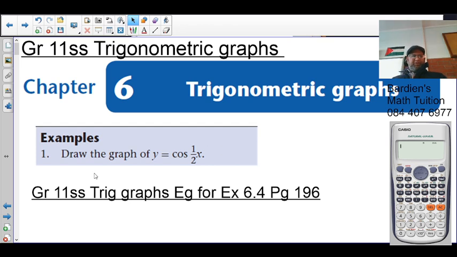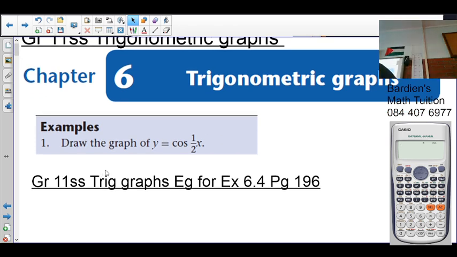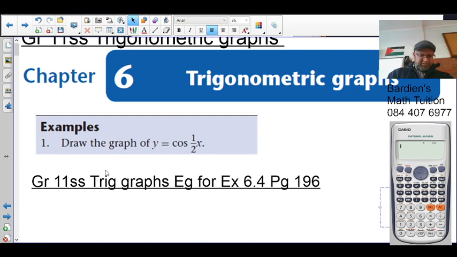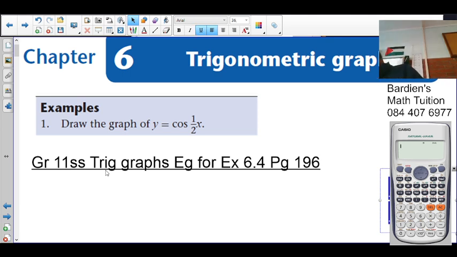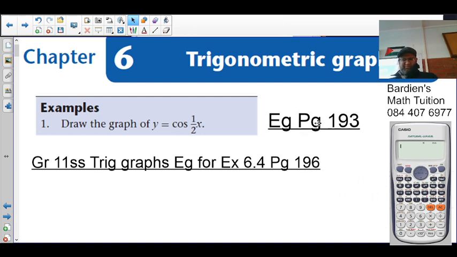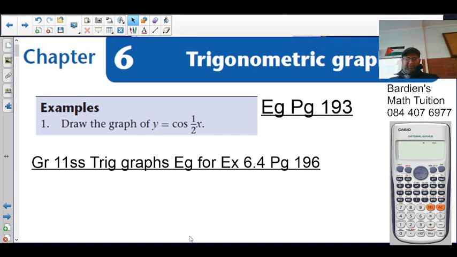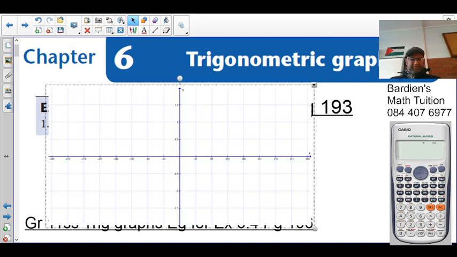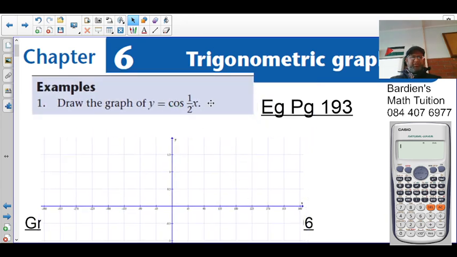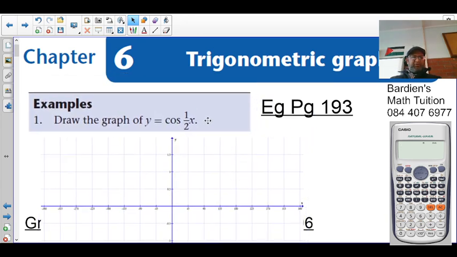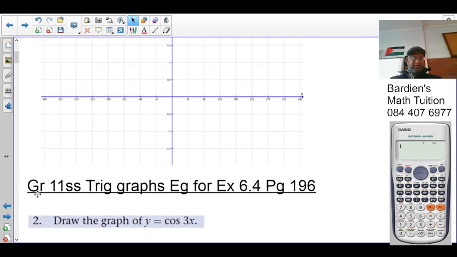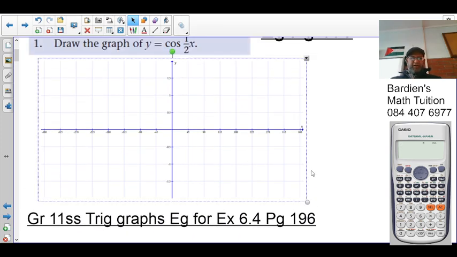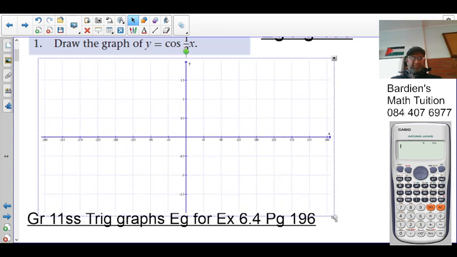So we're looking at the example on page 193. The question says, draw the graph. I'm just going to get an axis quickly. I'm just going to pause the video. Right, so we're looking at the graph. They ask you to draw the graph of y is equal to cos of x. Let's get this a bit bigger.